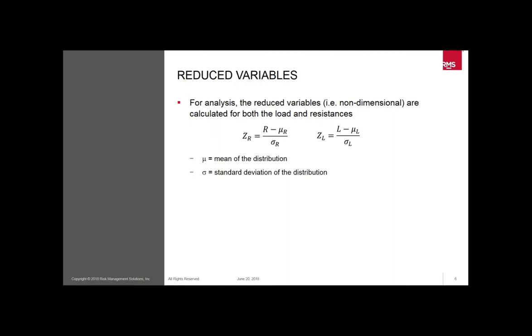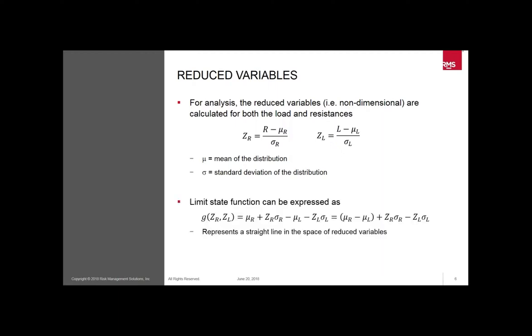Okay, so one of the things that makes this easier for us is we look at the reduced variables, right? This is the non-dimensional form of both the load and resistance. They're represented here by Z, where R is resistance and L is the load. So we have the resistance minus the mean of that distribution divided by the standard deviation of that distribution. This is the reduced variate form. If we write the limit state function as a function of these reduced variables, we end up with something that actually represents a straight line in the reduced variate space.